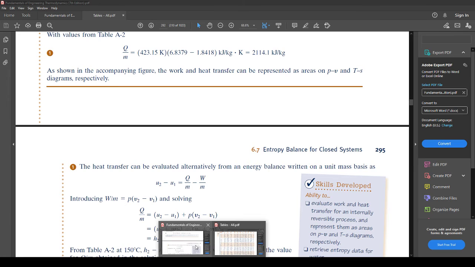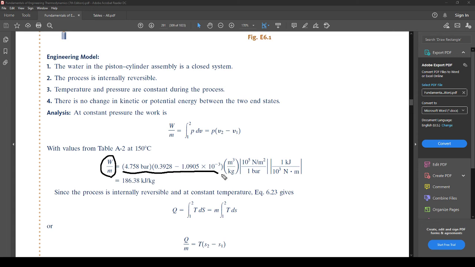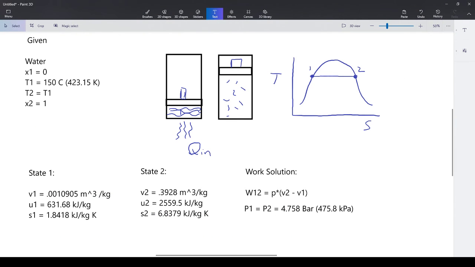And so, I might not do the actual math because we're running out of time. But as you guys can see here, it is work per mass is equal to 4.758 bar times our change in volume, and then they multiplied by 100. Because you have 10 to the fifth up here, 10 to the third here, they divide out to get you 10 to the second, which is 100. So, you get this answer, which is 186.38 kilojoules per kilogram. So I can write that out really fast, but like I said, we are running out of time because I talk too much.